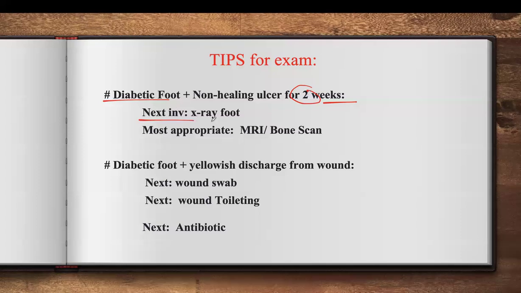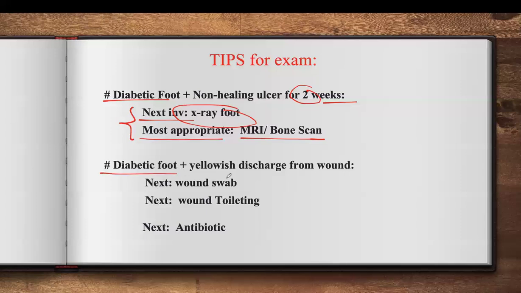So what is your next investigation in that case? You do an X-ray. And what is the best test for osteomyelitis? That's MRI or bone scan. So these questions come in the exam a lot. Try to remember, if they're asking next, then X-ray. If it is most appropriate, then MRI or bone scan.